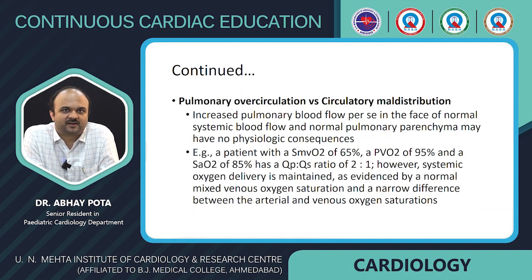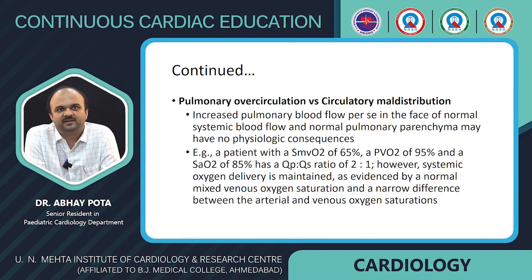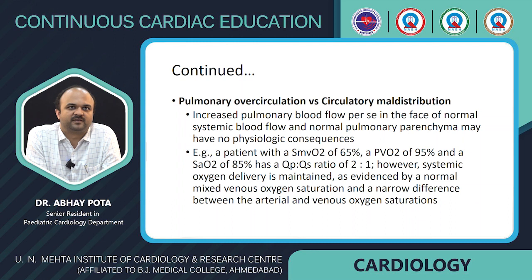Next is pulmonary overcirculation. These days the preferred term is circulatory maldistribution. Increased pulmonary blood flow per se, in the face of normal systemic blood flow and normal pulmonary parenchyma, may have no physiologic consequences. For example, a patient with mixed venous saturation of 65%, pulmonary venous oxygen saturation of 95% and aortic saturation of 85% has a QP:QS ratio of 2:1. So pulmonary blood flow is nearly 2 times the systemic blood flow. However, systemic oxygen delivery is maintained, as evidenced by a normal mixed venous oxygen saturation and a narrow difference between the arterial and venous oxygen saturations. So these days the preferred terminology is circulatory maldistribution instead of pulmonary overcirculation.